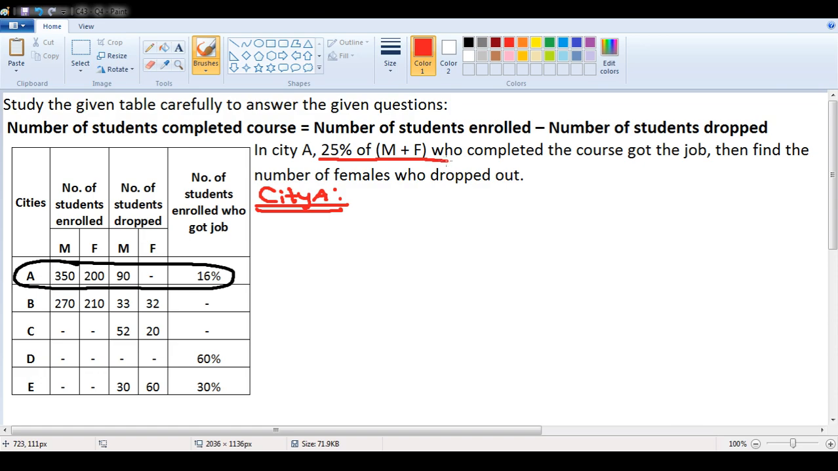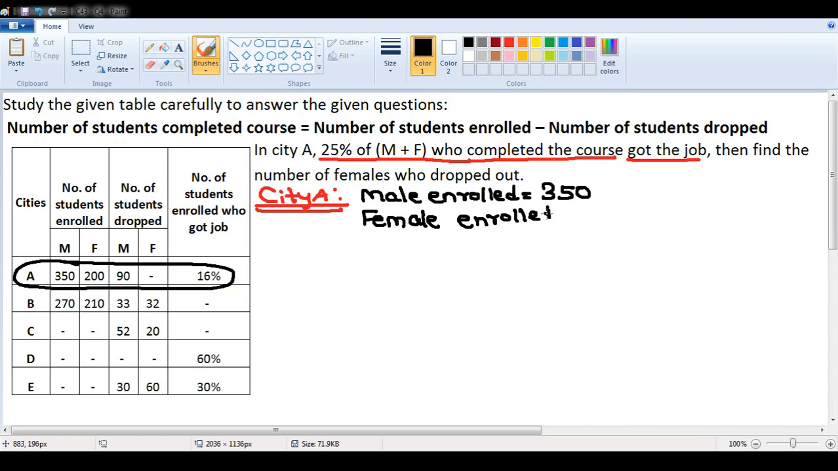25 percentage of male and female who completed the course got the job. Then find the number of females who dropped out, right? Find the number of females who dropped out. First of all, what all is given in city A according to the table? How many male people enrolled? Number of male people enrolled according to the table is 350. Number of female people enrolled is according to the table 200, right? Number of female enrolled is 200, and it is also given that the number of male students dropped is nothing but it is given in the table as 90, right?